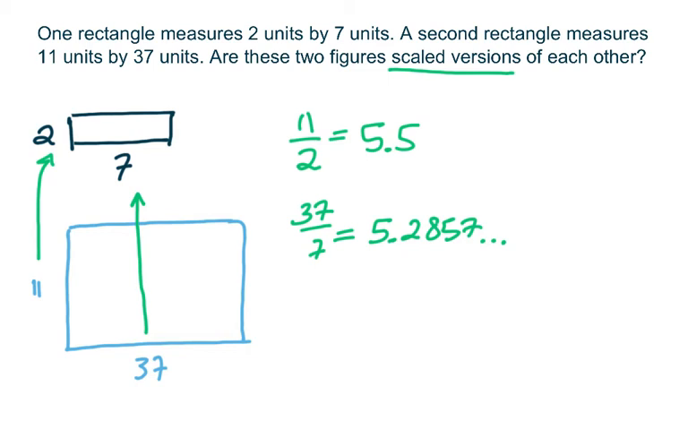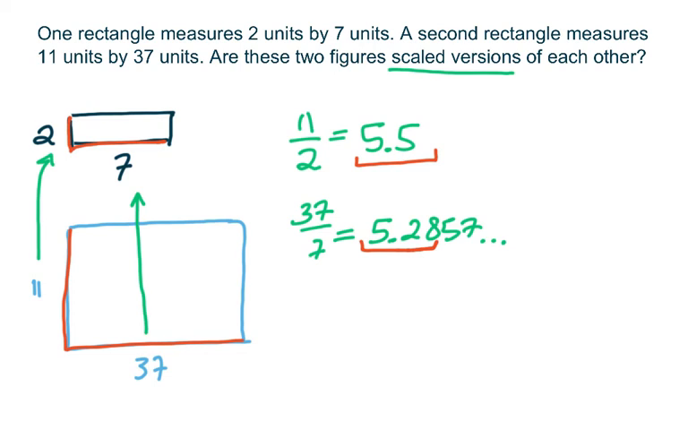We have enough evidence right now to say that when I try to do the multiplication to find the constant of proportionality on one pair of corresponding sides, these ones here, if it were proportional, the constant of proportionality would have been 5.5. And on the other pair, the long sides, it was 5.28. So these are not the same. And because these are not the same, these are not scaled versions of each other.